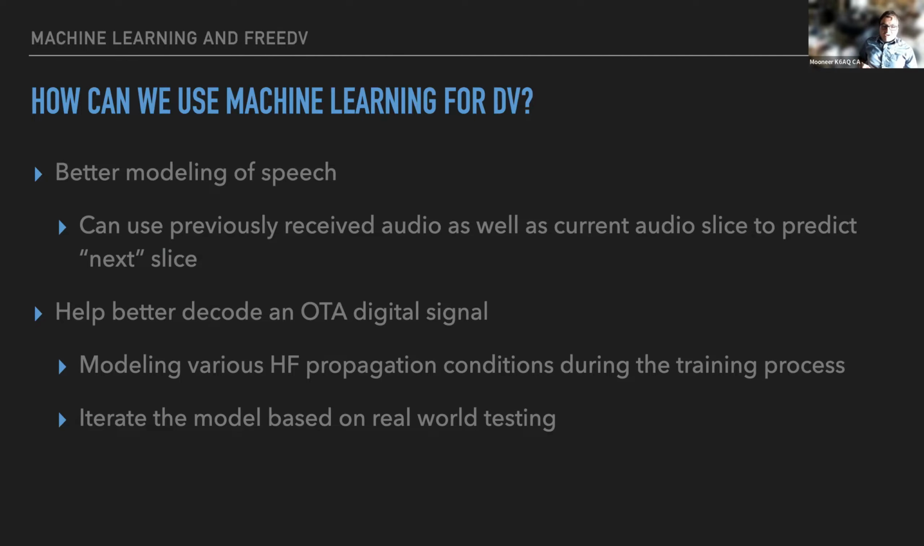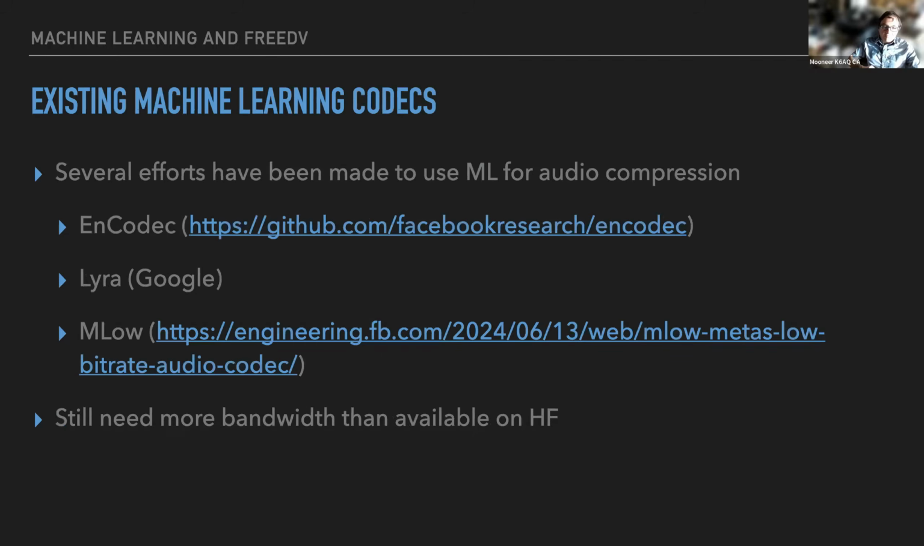And on top of that, machine learning could also help us better decode a digital signal over the air. For example, we could pass a perfectly clean, 100% no error digital signal through simulations of various HF propagation conditions while we're training it. And then we iterate that model based on the real world. Over time, we can use that modeling to help produce a better decoder. And that could potentially get us down to a lower minimum signal to noise ratio, as an example.